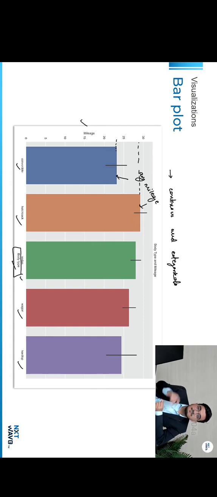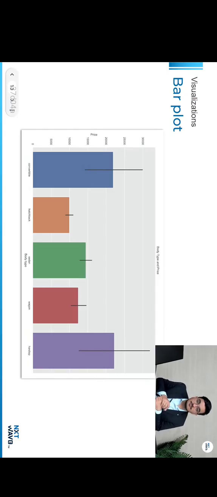So what kind of information can we derive here? We can see that hatchback comparatively has the highest average mileage. So if a body type is hatchback, then we can say that in general they will have higher mileage compared to any other body type. Now let's look at one more bar graph. This bar graph depicts the relationship between body type and the price.